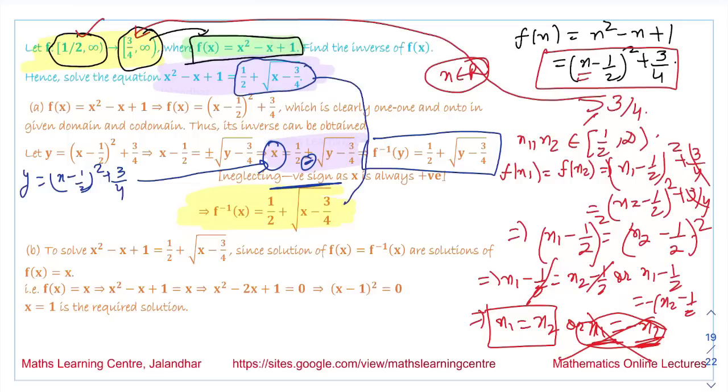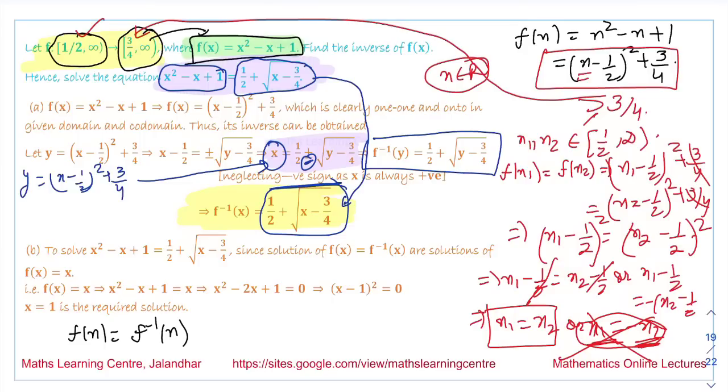This term is coming from f inverse of x, and this term is x square minus x plus 1. This is the given function. So what we are given over here is that f(x) is equal to f inverse of x.